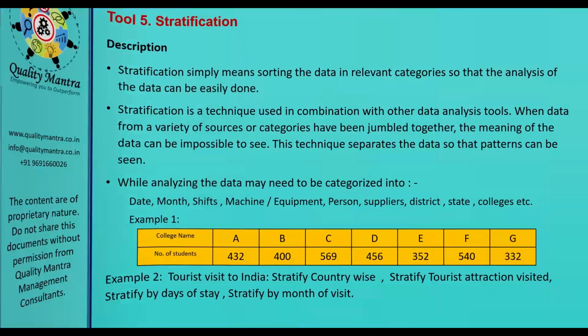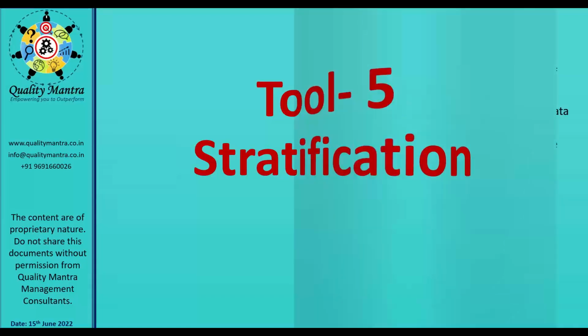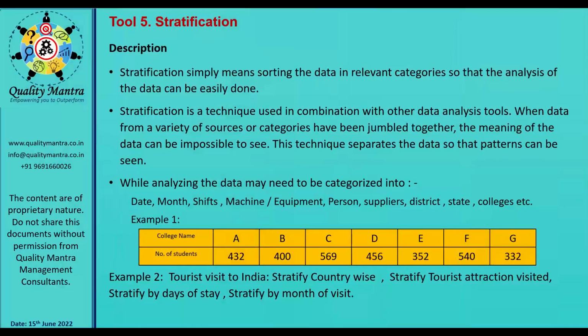Now tool number 5 is stratification. After tool number 4, tool number 5 is stratification. Stratification, as the name suggests, is nothing but sorting the data. If you sort the data, just a minute.